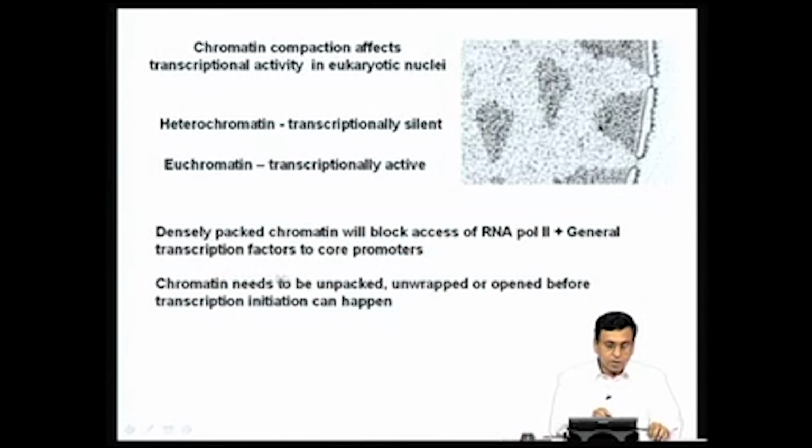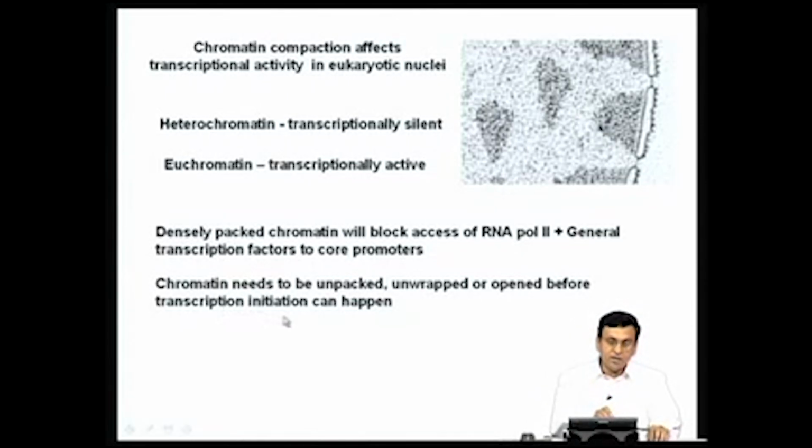So, the densely packed chromatin will block access of RNA polymerase II and general transcription factors to core promoters, and that is probably why the genes localized in heterochromatin regions are not actively transcribed. If these genes have to be transcribed, the promoters of genes present in heterochromatin regions have to be converted into euchromatin. That means the histones have to be removed and the chromatin has to loosen, and only then can the proteins involved in gene regulation bind to the promoter sequence and activate transcription.